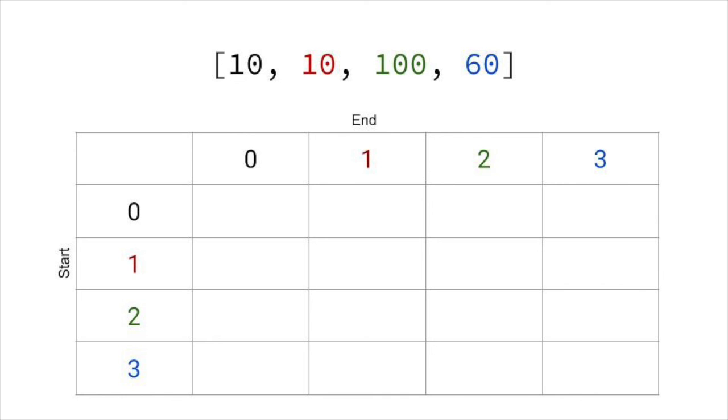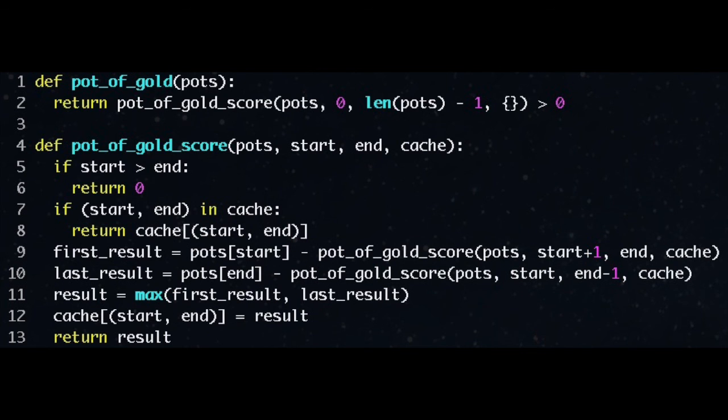We know all the values where start is equal to end. It's the value of the pot itself. Let's put those in. We also know everything where start is greater than end, and those are 0. What cell are we looking for? The one where start is 0 and end is maximum. Now, how do we fill a particular cell? If we look at our memoization solution, we can find the answer.